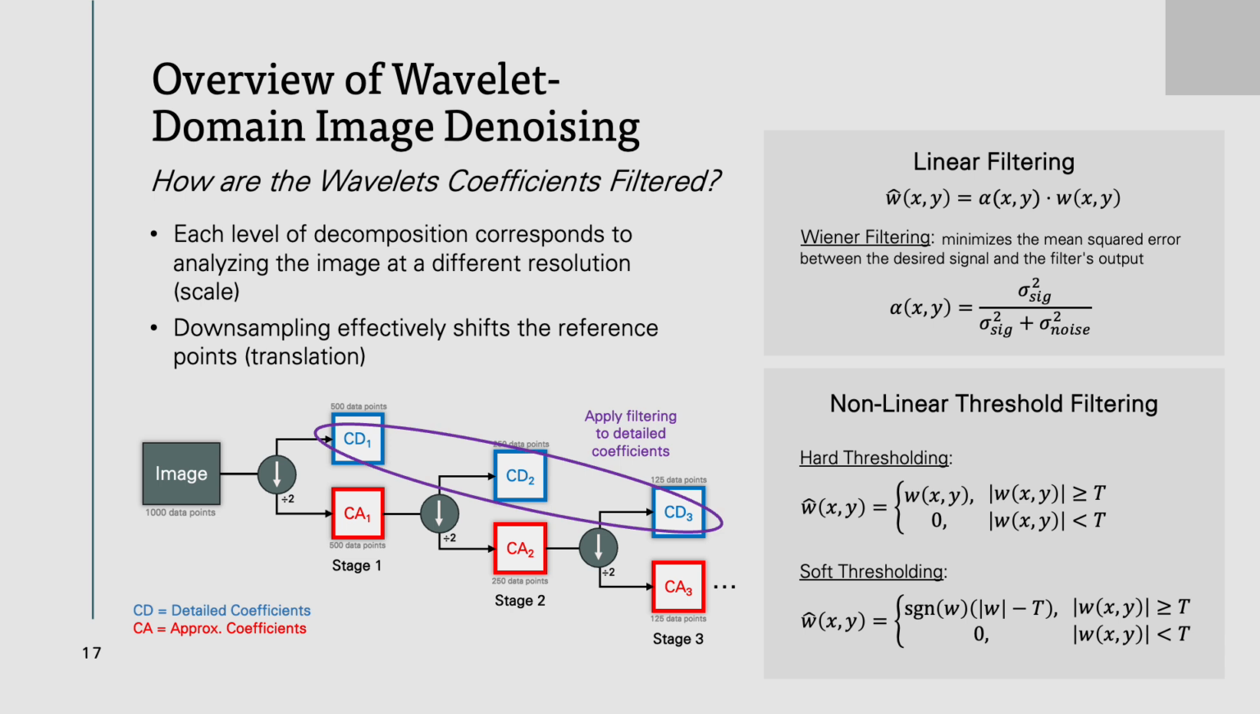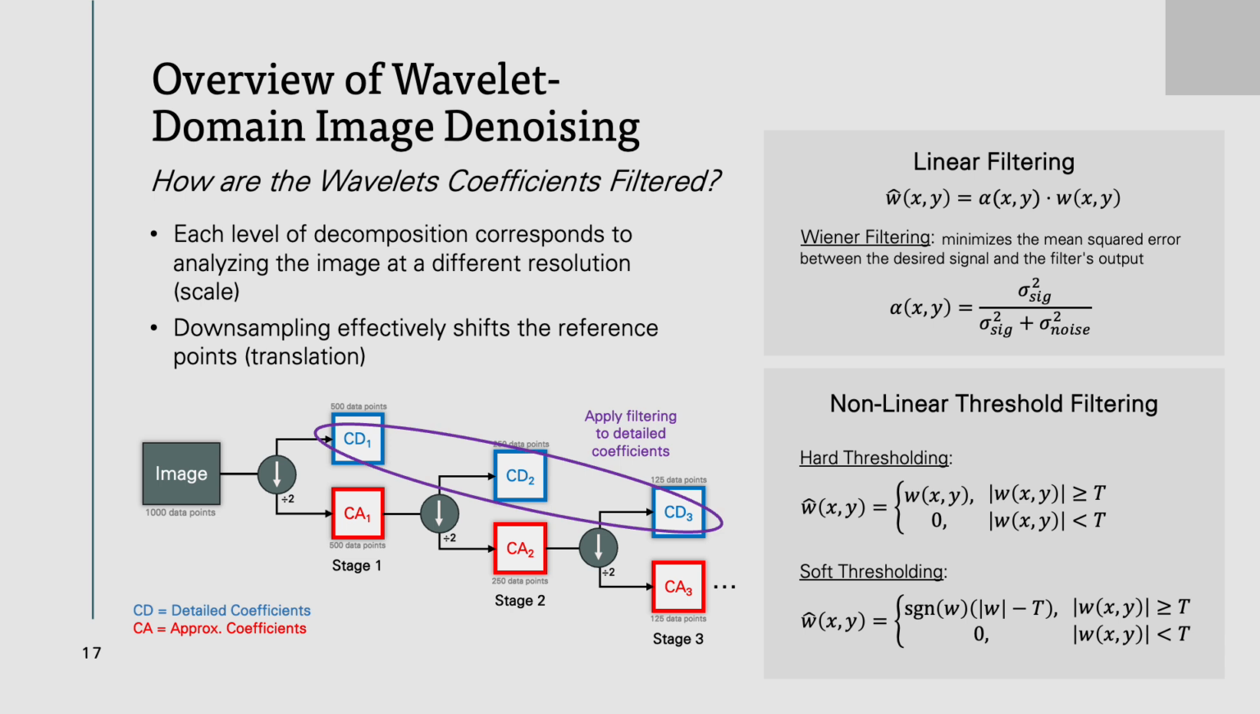After decomposition, we apply filtering to the detailed coefficients. The detailed coefficients contain edges and fine textures at each scale, but they are also the bands where noise is most prominent. Applying thresholding or Wiener filtering here effectively removes small high-frequency noise while preserving larger, meaningful features. Wiener filtering is a linear filter that minimizes the mean squared error between the desired signal and the filter's output, and is effective against Gaussian noise. Nonlinear thresholding does not rely on a global noise model, making it more robust with different noise types.